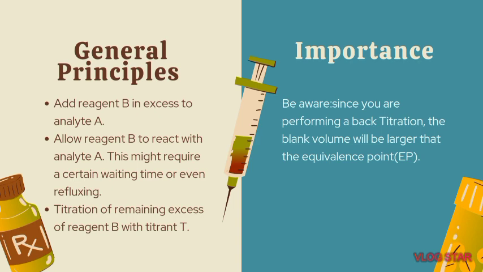Be aware that since you are performing a back titration, the blank volume will be larger than the equivalence point or EP volume, unlike a blank in a direct titration. This is why the EP volume must be subtracted from the blank or the added volume of reagent, respectively.